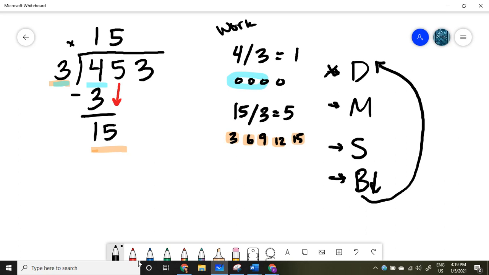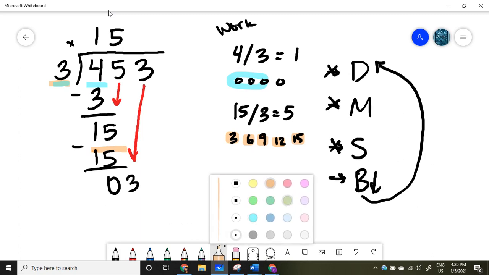I have finished dividing, so next I multiply. 5 times 3 equals 15. Next I subtract. 15 minus 15, that's 0. And finally I bring down my next digit, my 3.